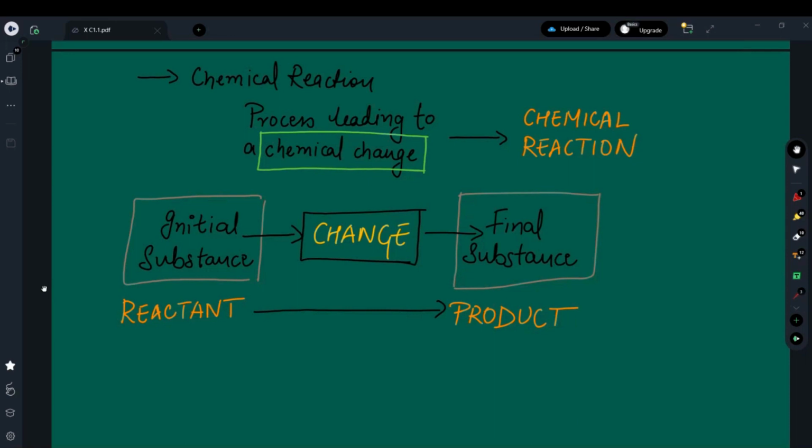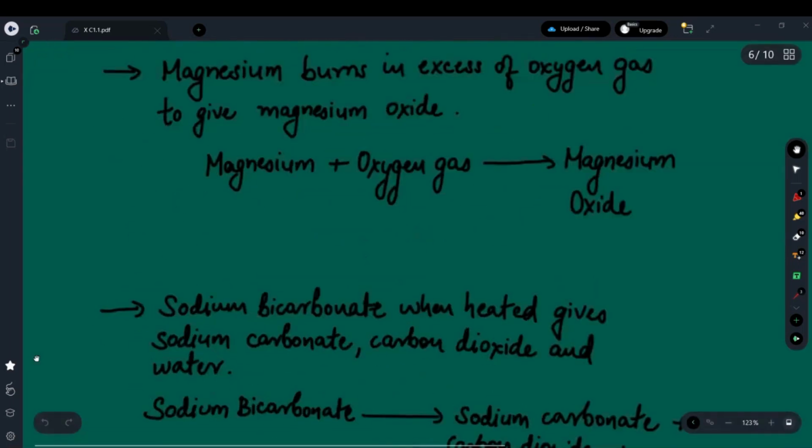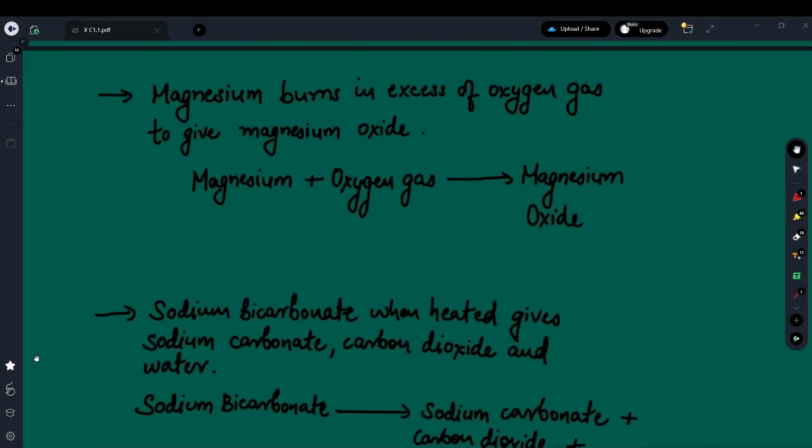Now, the process that leads to a chemical change is known as a chemical reaction, where you have an initial substance known as the reactant, which undergoes a chemical change to give you the final substance known as the product. So the first step to understanding how to write a chemical reaction is to understand how a chemical reaction is written down.